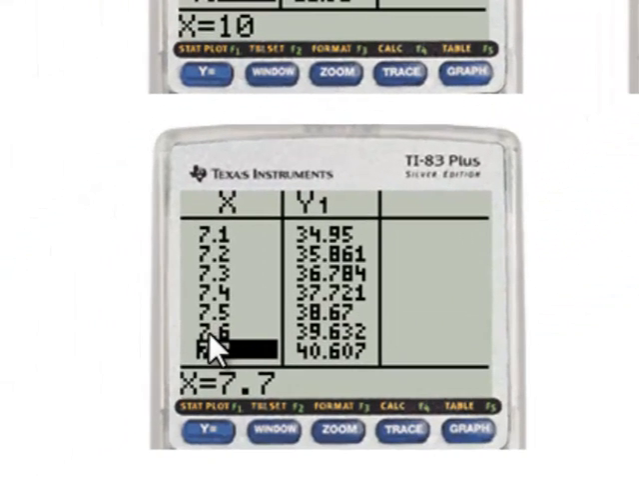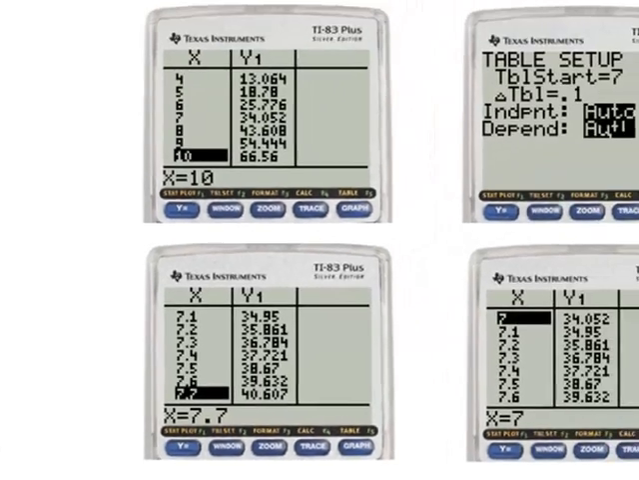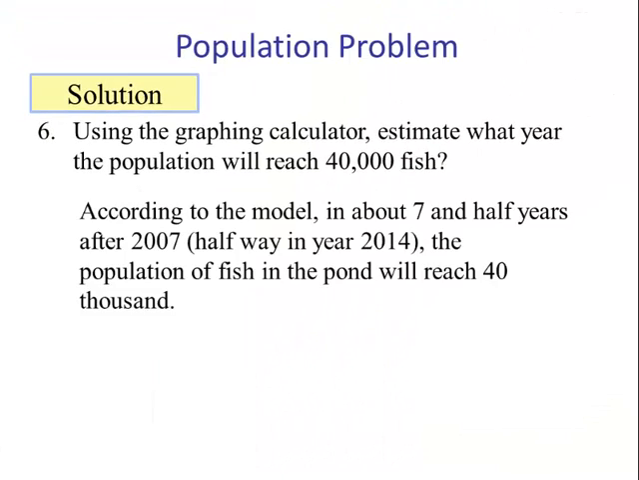So we see at about 7.6, y will be about 40. So we would say, according to the model, in about 7.5 years after 2007, or about halfway in year 2014, the population of fish in the pond will reach 40,000.